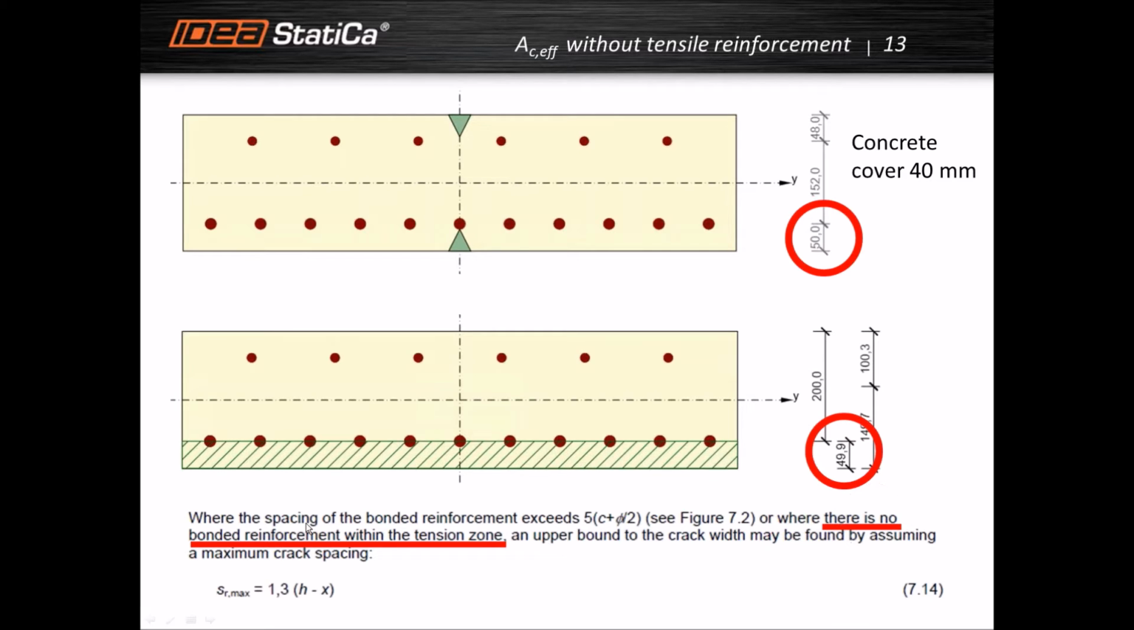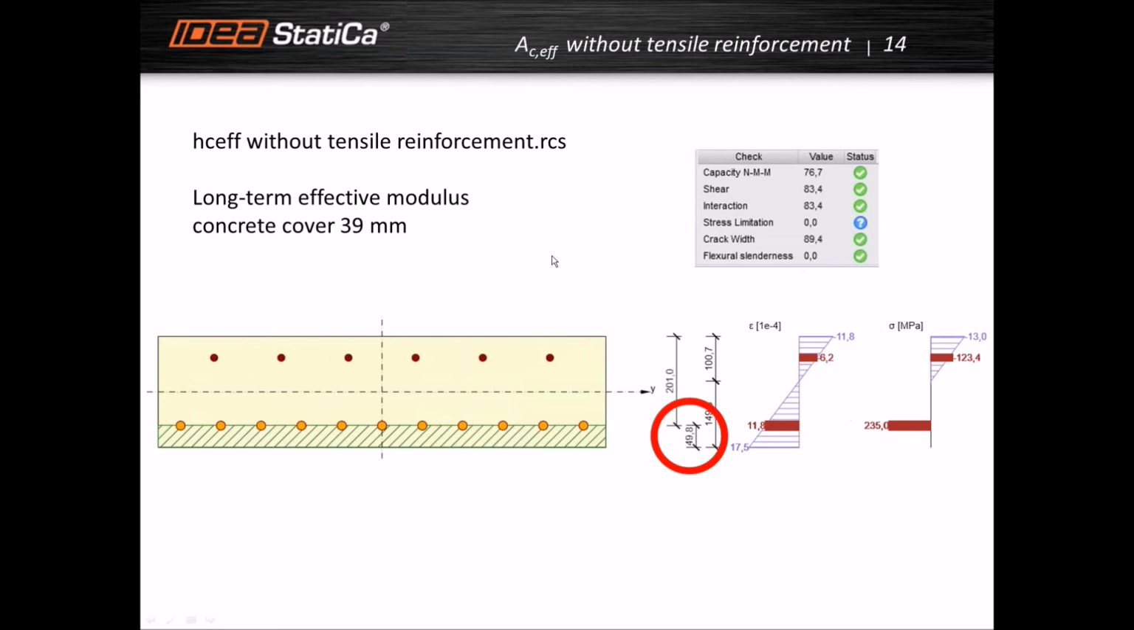As the text from Eurocode says, if there is no bonded reinforcement within the tension zone, we have to use sr,max. That's why the results are like this. Crack width is not satisfactory. We can go to the other example, or the same example with a different arrangement.